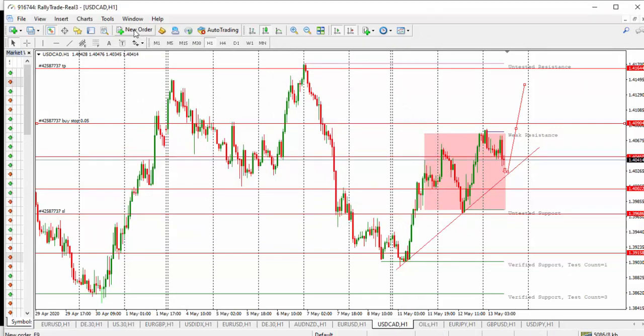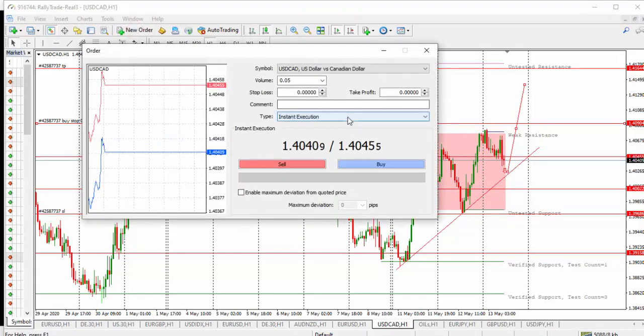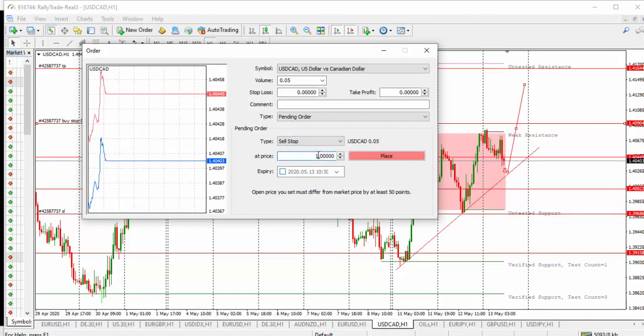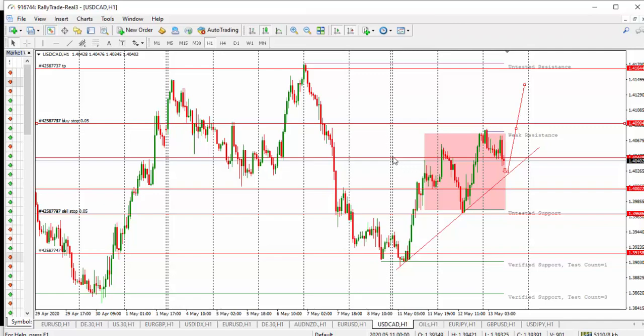So the same way for the sell trade also, new order, pending order. Then we go for a sell stop at price level 1.39686, and our take profit will be before the support, which is 1.39158, and our stop loss will be the entry point for the buy trade, 1.40904. So we'll place this trade also.